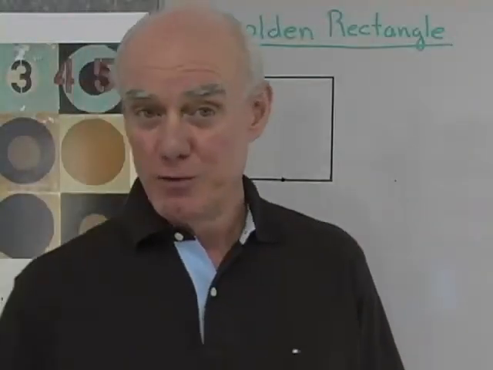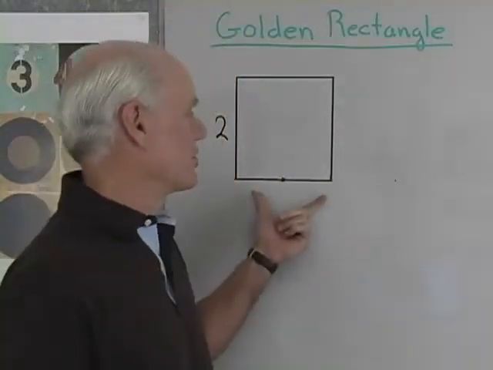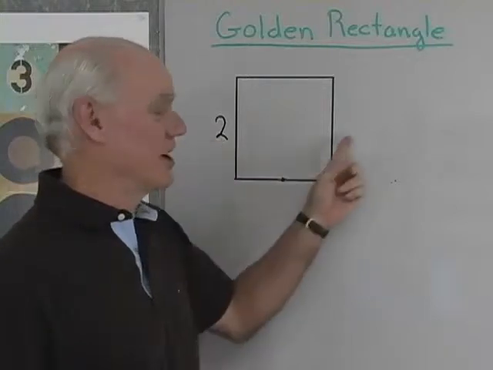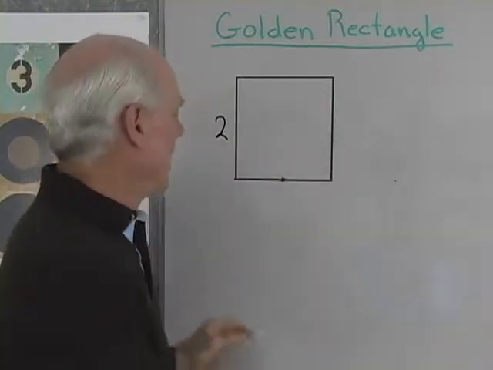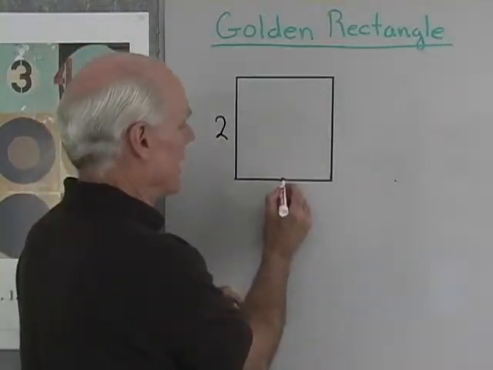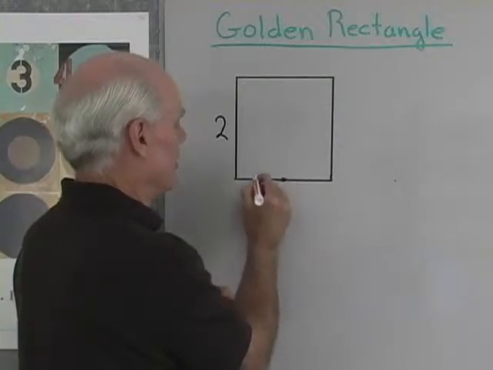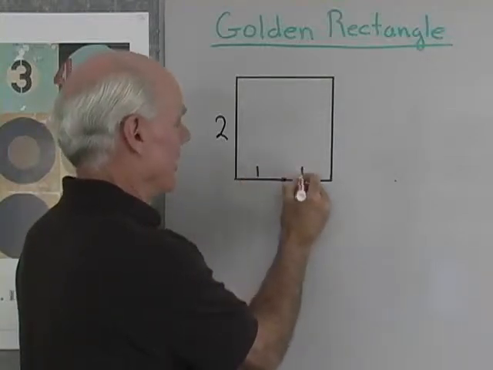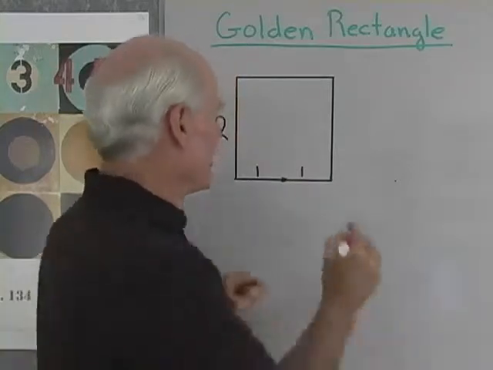I'm going to show you the golden rectangle. I'm going to start here with a square that's 2 on each side, so a square of side 2. I want to go to the midpoint of this side and bisect it here, so that length is 1 and that length is 1.